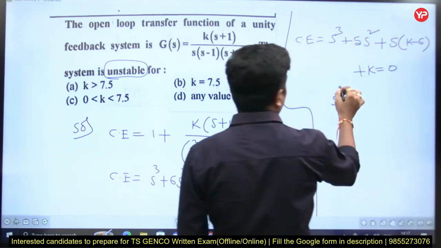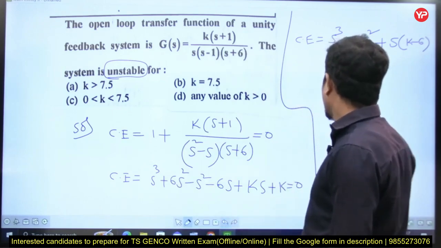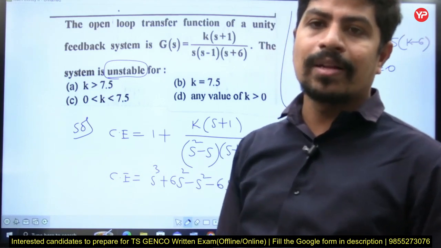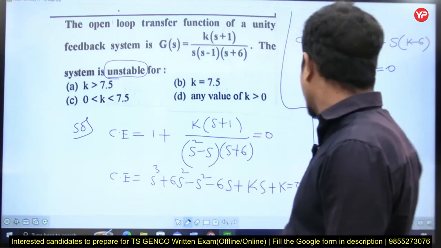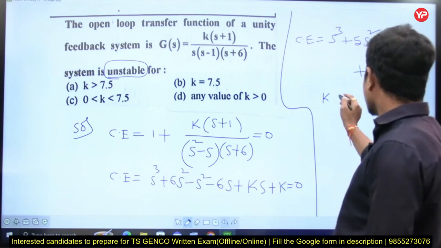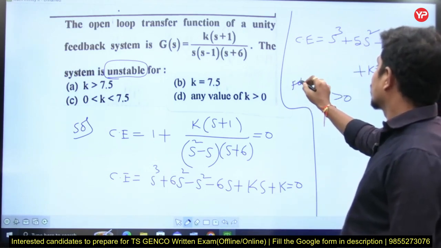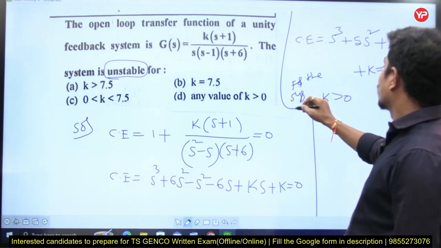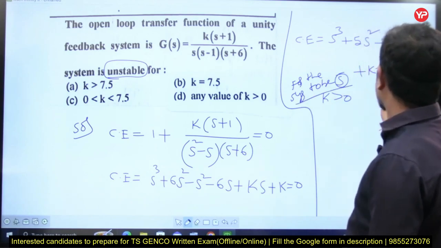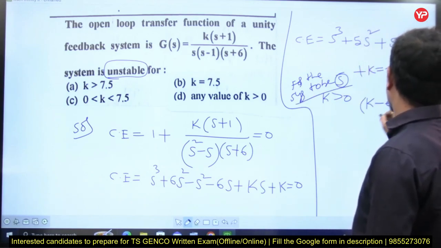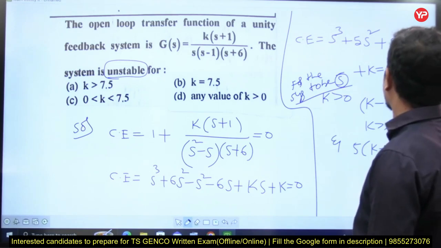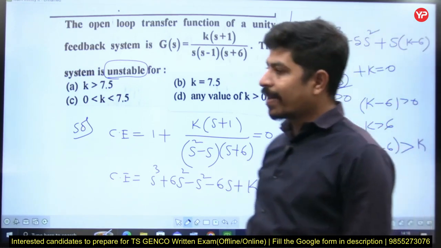Now apply RH tabulation. The S cube row is not required. The shortcut is BC must be greater than AD. For a third order system to be stable, after satisfying all necessary conditions, BC must be greater than AD. First, to satisfy the necessary condition, K must be greater than 0. For the system to be stable, K must be greater than 0 and K minus 6 must be greater than 0, so K greater than 6, and 5 into K minus 6 must be greater than K.